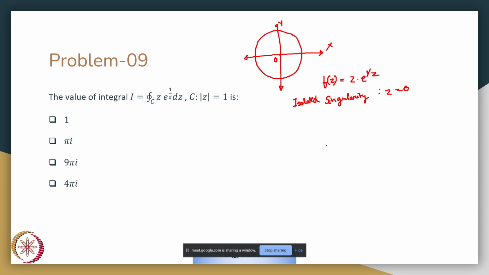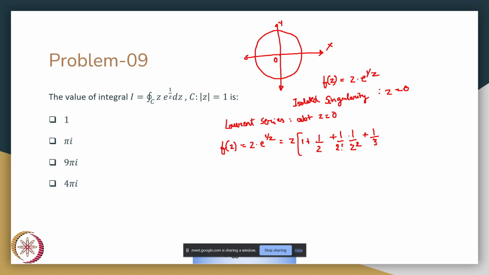Therefore, if I want to write the Laurent series about z equal to 0, essentially f(z), z e raised to 1 by z, is nothing but z times 1 plus 1 by z plus 1 by 2 factorial 1 by z square plus 1 by 3 factorial 1 by z cube and so on, which is nothing but z plus 1 plus 1 by 2z plus 1 by 6z square and so on.